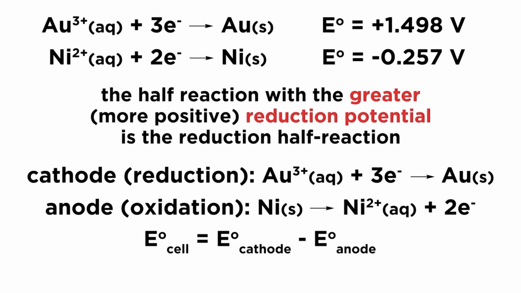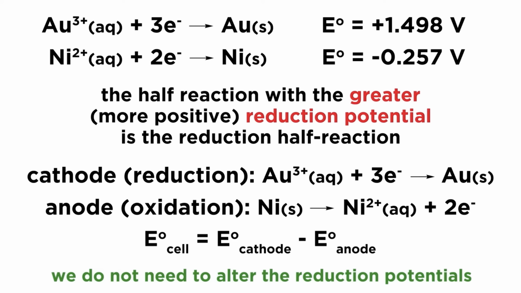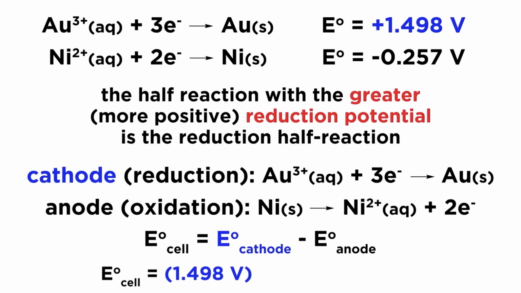Now that we have determined which is which, we can plug the associated reduction potentials into the equation for E cell. Now, it may seem unintuitive, but we actually do not have to modify these values whatsoever, not to compensate for the direction of the reaction, and not even for stoichiometry associated with the number of electrons. We simply plug in the numbers precisely as they are in the tabulated data. And if we do this, we get E cathode minus E anode, and this will give us 1.755 volts as the standard cell potential.